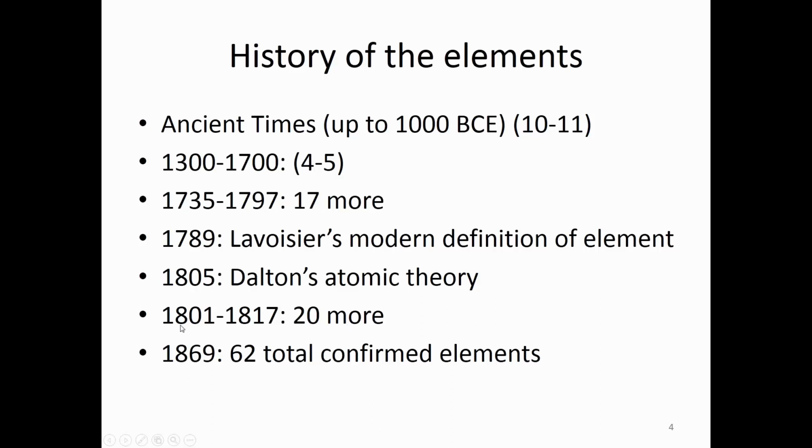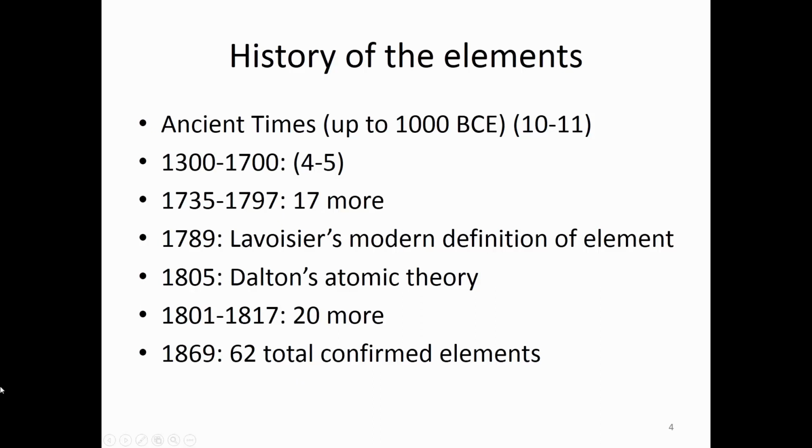Now we're up to discovering elements at a rate of at least one a year. By 1869, there were a total of 62 elements that had been confirmed. Now, the idea here isn't that you memorize these dates. This is not a history class. Just understand how this idea of what an element was began to change, and as it did change, the discovery grew more rapid.